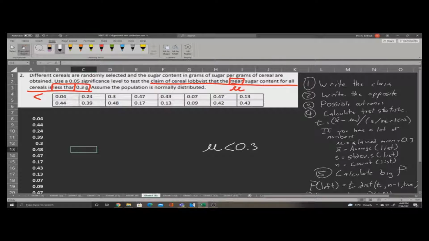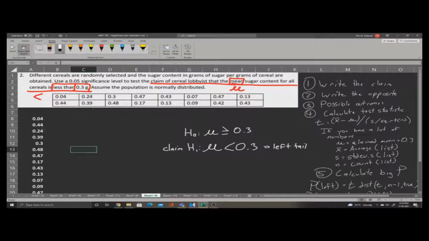Now, because the claim does not contain equal to, this will be the alternate hypothesis, H1. And we'll write the word claim next to it. Now for step 2, we write the opposite of that. That will be our null hypothesis. Rather than saying less than, we'll say greater than or equal to. We'll still use the letter mu and the number 0.3. Also, because the alternate hypothesis said less than, that tells us that this test will be left tail.